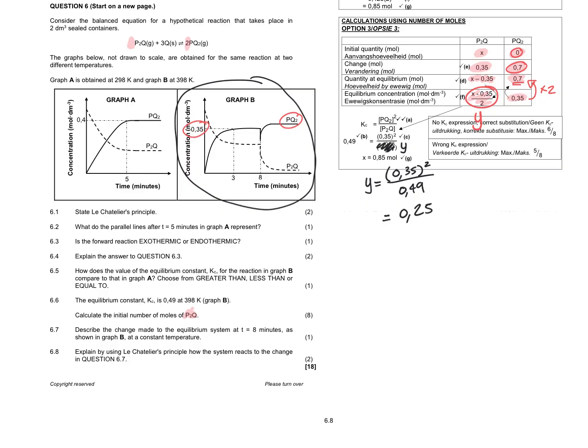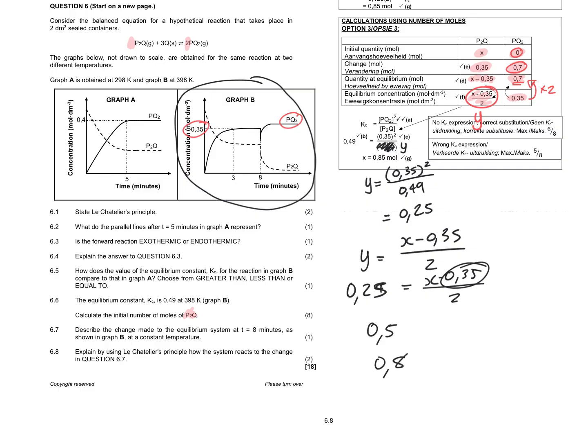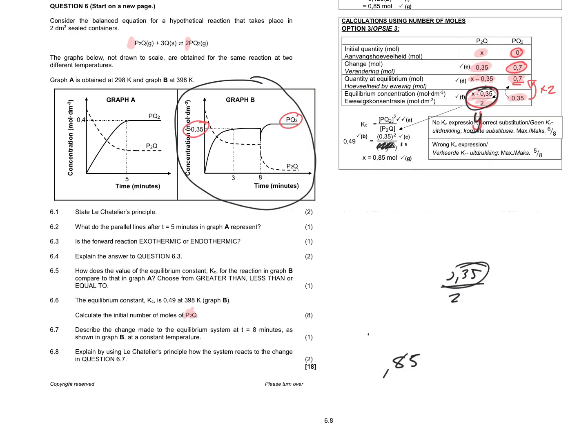If the y value is a quarter and the y value is equal to x minus 0.35 over 2, you can then solve for x. You times it by 2 and you get 0.5. Then you add this part and you get 0.85. So you get what you get here. It's just easier to sub in y and make y equal to the complicated thing. But you do whatever you need to do to at least get some of those 8 marks, because that actually wasn't too difficult, I don't think.